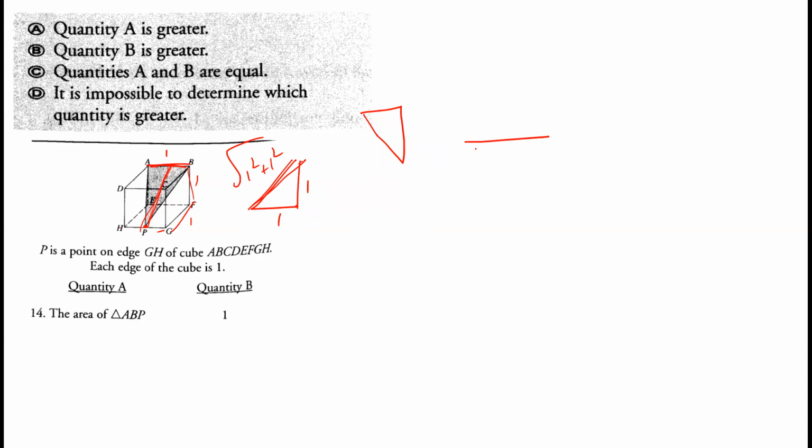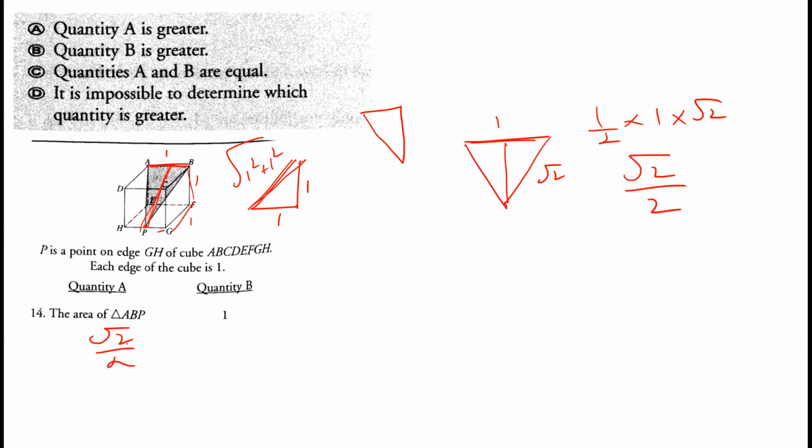So we know that the height of this triangle now is under root 2 and the base is 1. So the area would be half into base, that is 1, into height, that is under root 2. So under root 2 over 2. Now under root 2 over 2 is definitely less than 1, because under root 2 is a number that is 1.4 something, and 1.4 divided by 2 is 0.7. So under root 2 is definitely less than 2, and something less than 2 divided by 2 is obviously less than 1. So quantity B is greater than quantity A. Hence option B is correct.